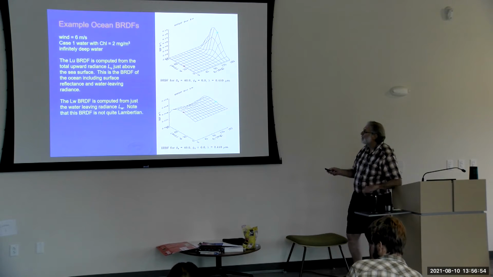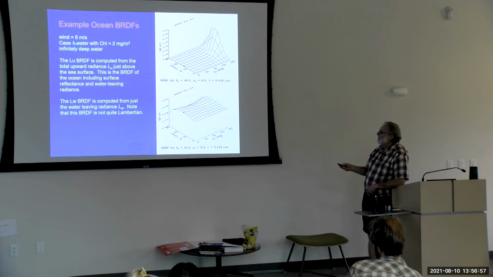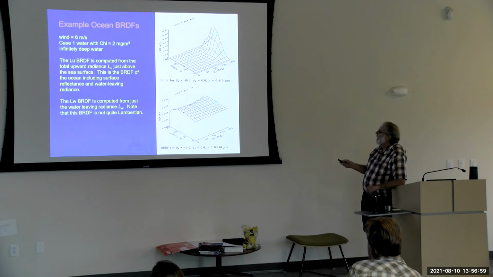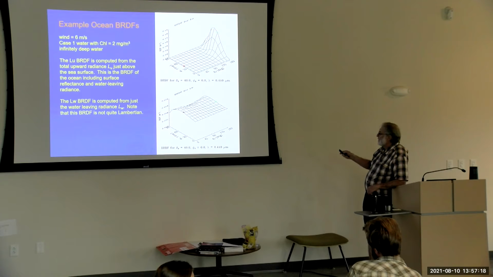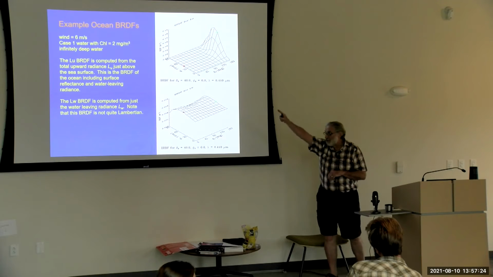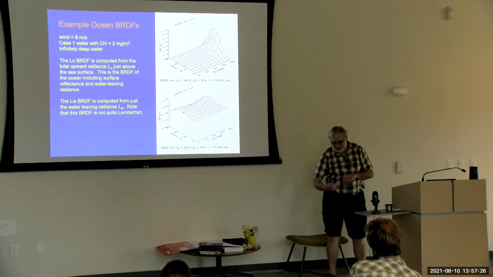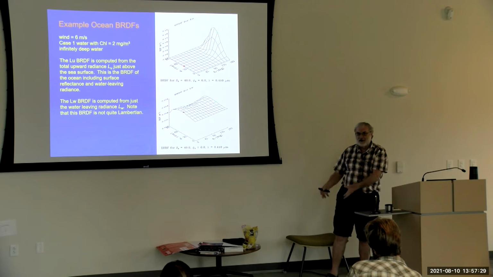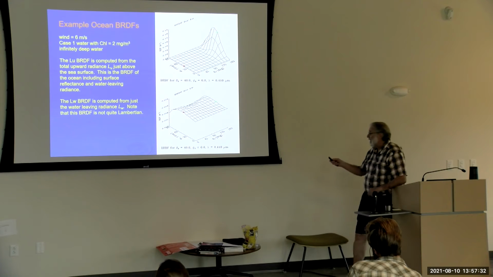Here's just a couple of examples. Put in a wind speed, case one water, et cetera. And here's one, it's a little hard to read, but this is the BRDF computed using the total upwelling radiance. The sun was over here, so this is theta and this is phi. I put the sun in here, and you see there's this big bump in the BRDF. That big bump is simply when the sun's over there, 180 degrees away, I see that bright specular reflection coming off the surface. That's all that is.